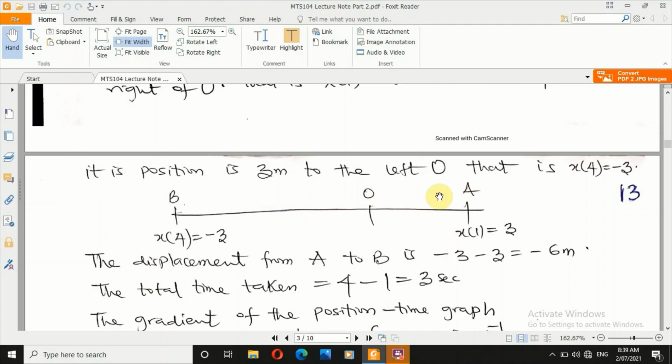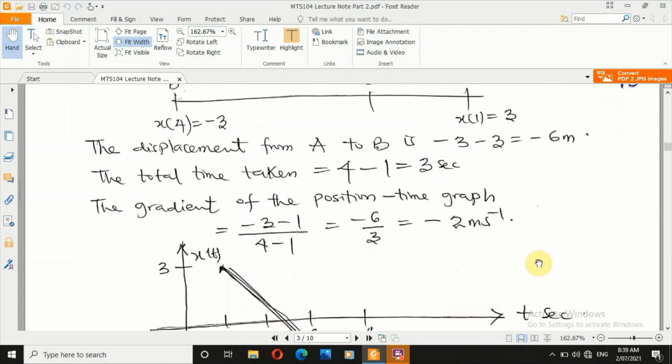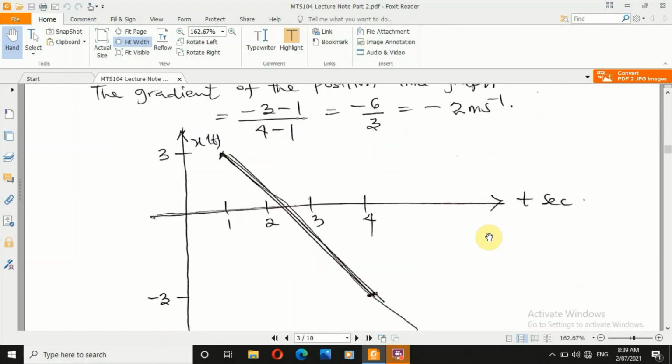And if it's going to the left, that means that the first distance the particle traveled will be negative. The second distance will be negative. So we have minus 6 meters per second, minus 6 meters. So by the time you do it, you see that the position-time graph slope is minus 2 meters per second. So let's draw it now.